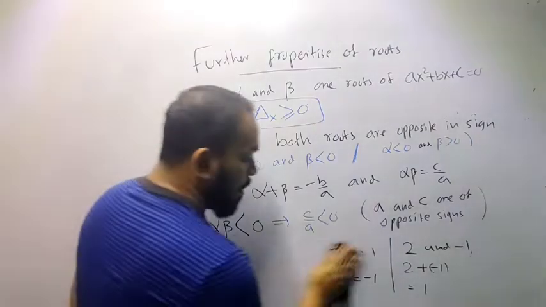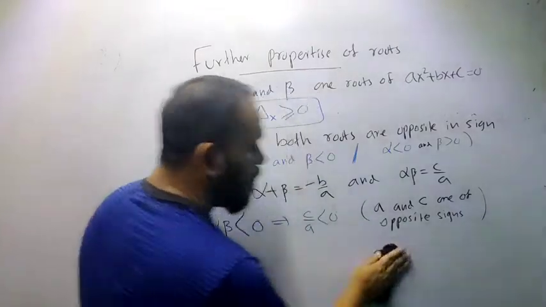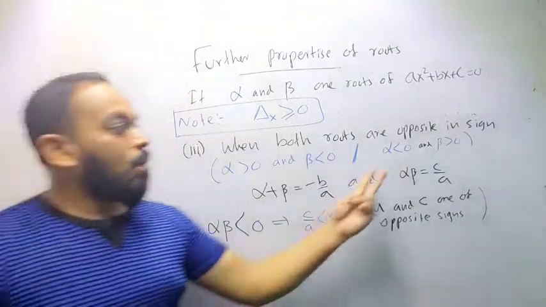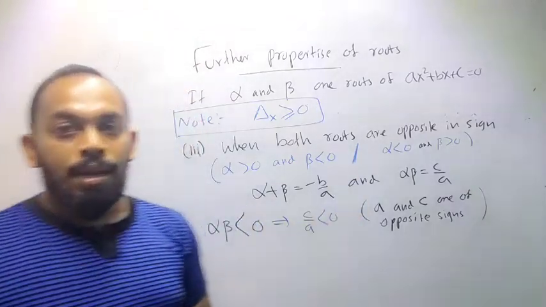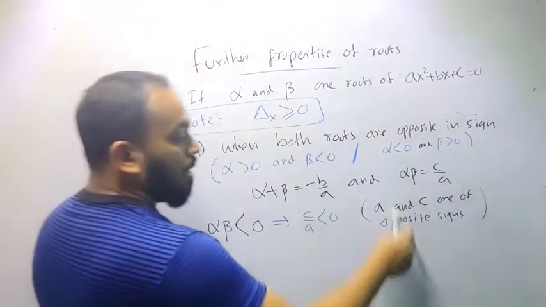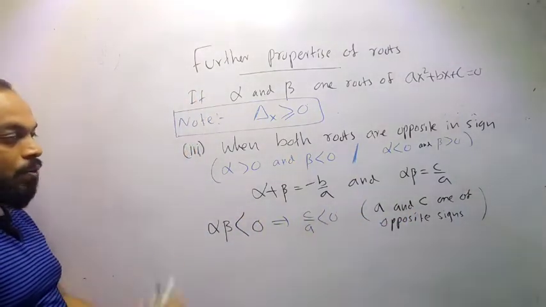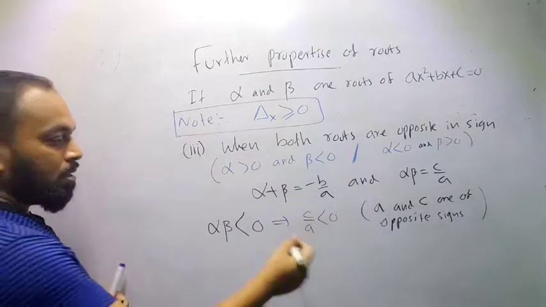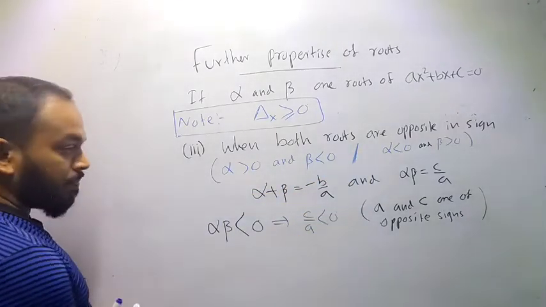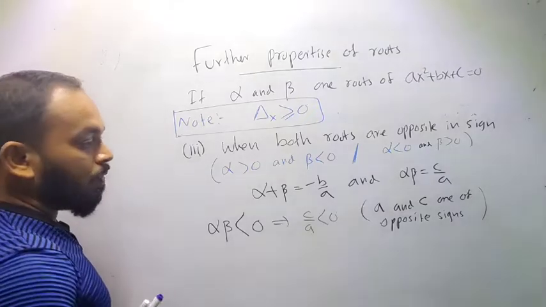It will change depending on the roots, but definitely we know that if the roots are of opposite sign, the product would be negative. So A and C are of opposite sign. So we don't really care about B in this case. So what does that mean? For example, A and C are of opposite sign.